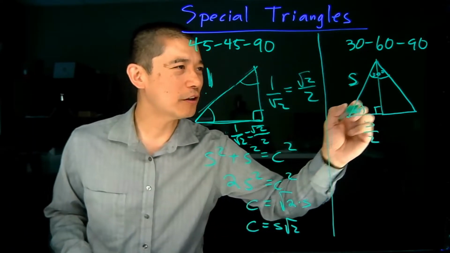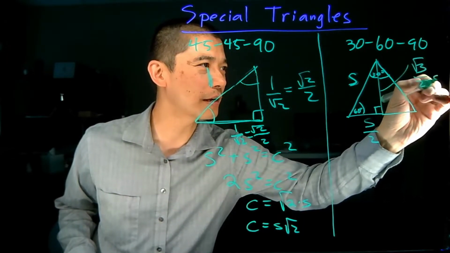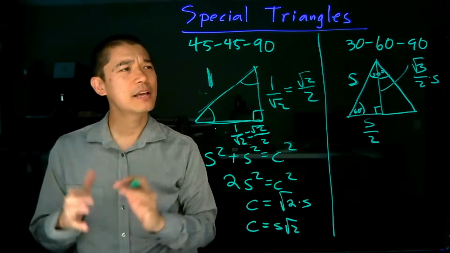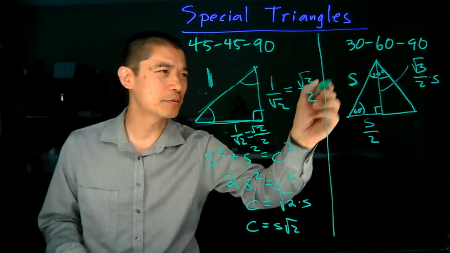I'm not going to write it all out, but basically what we get here is that this is going to be square root of 3 over 2 times S. And just as before, we are interested in when the hypotenuse has length 1. So we set S equal to 1.